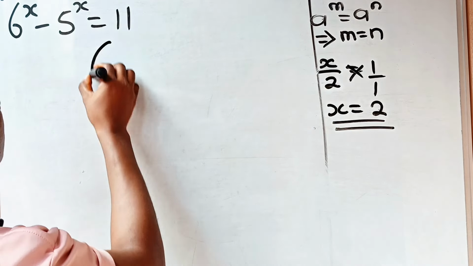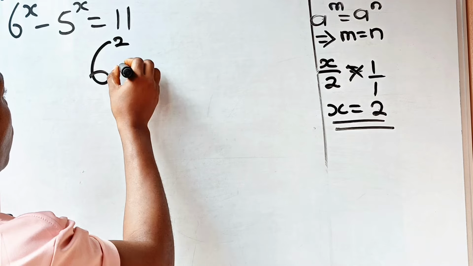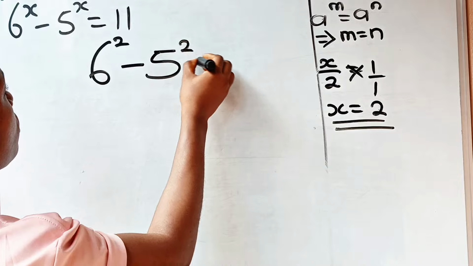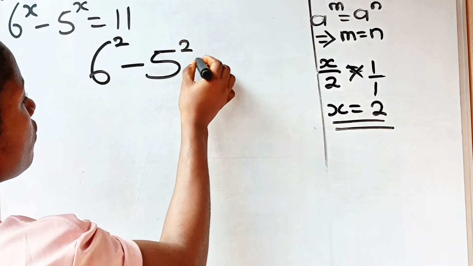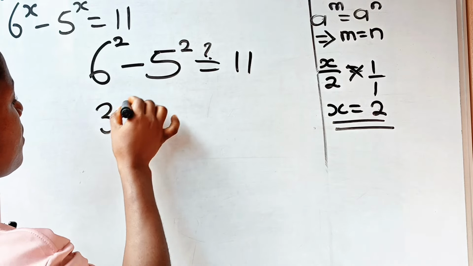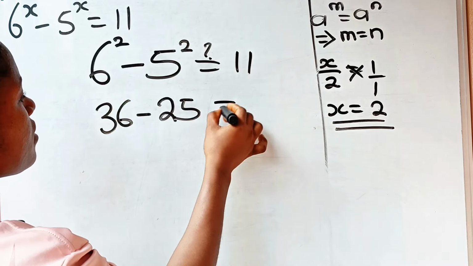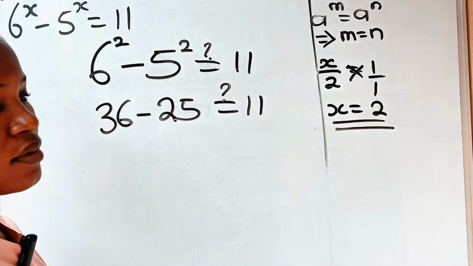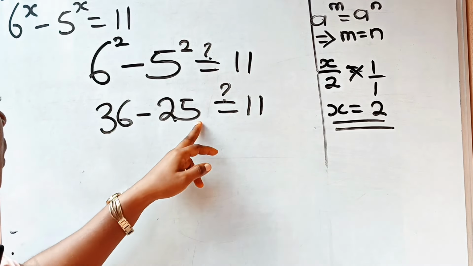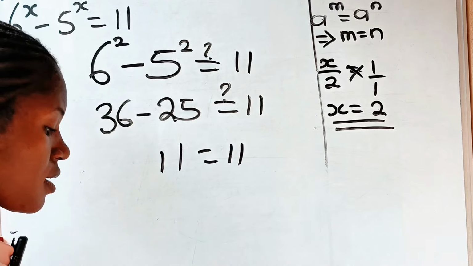So we have 6 to the power of x, which is 2, minus 5 to the power of 2. Is this actually equal to 11? Now 6 to the power of 2 is 36. 5 to the power of 2 is 25. Is this equal to 11? So you can see 6 minus 5 is 1, 3 minus 2 is 1. So yes, our answer is correct.